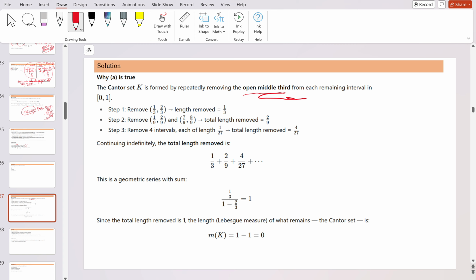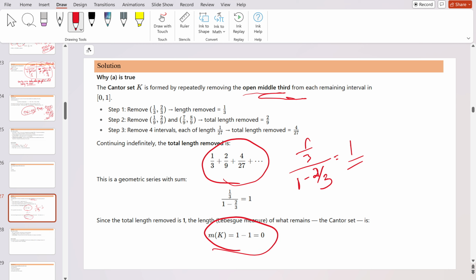Then remove 4 intervals, each of length 1/27, so the total length removed is 4/27. When you add up the total length removed, 1/3, 2/9, 4/27, it is a geometric progression series. That will be equal to (1/3) divided by (1 minus 2/3), which equals 1. So the total length removed from the system is 1, and the Lebesgue measure of what remains, the Cantor set, is 0. That is, the overall total length 1 minus the removed length 1 gives 0.